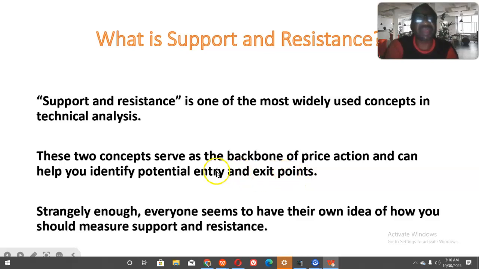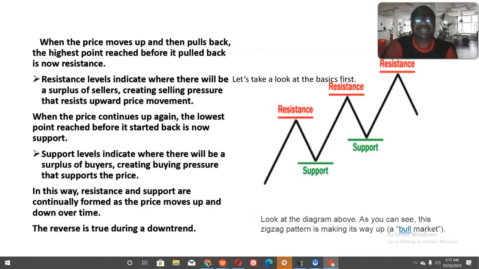One thing I know about trading is that you can't do without knowing when you enter the market and when you move out of the market. So support and resistance allows you to know when to enter the market and when to move out of the market. Strangely enough, everyone seems to have their own idea of how you should measure support and resistance. Everyone has a different way of interacting with the market and how to measure it.